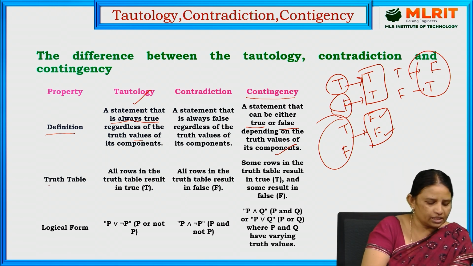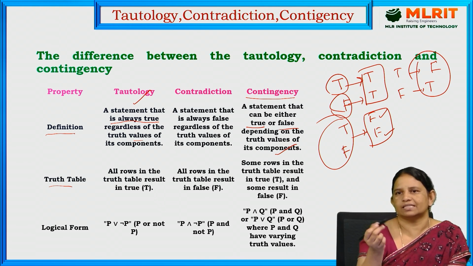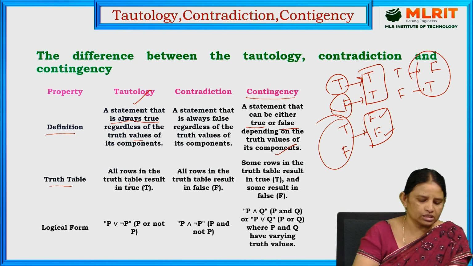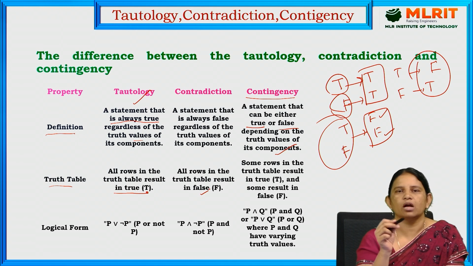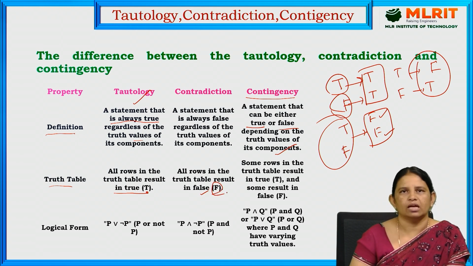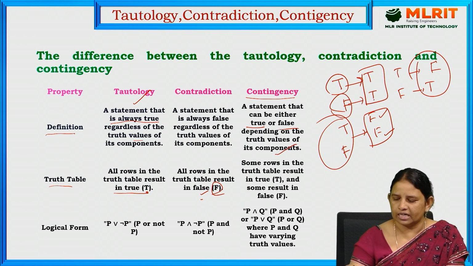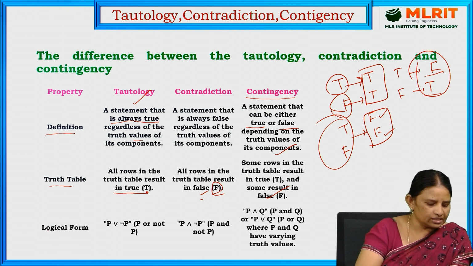Second property is the truth table. So, what about the truth table? How can we say that it is a tautology? If all rows in the truth table result is true, then it is a tautology. What is meant by contradiction? If all rows in the truth table result is false, then it is a contradiction. If some rows in the truth table result as true, some values result as false, then it is a contingency.